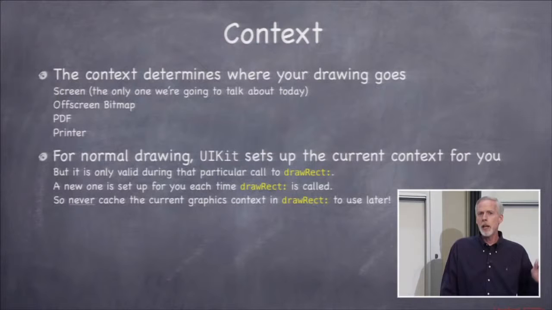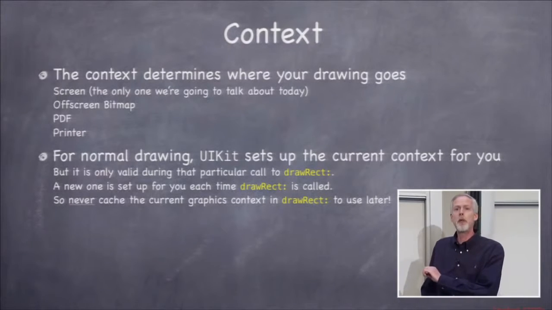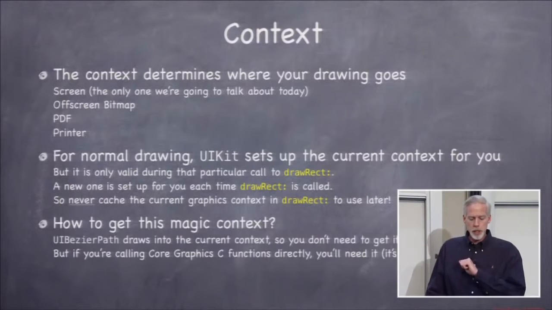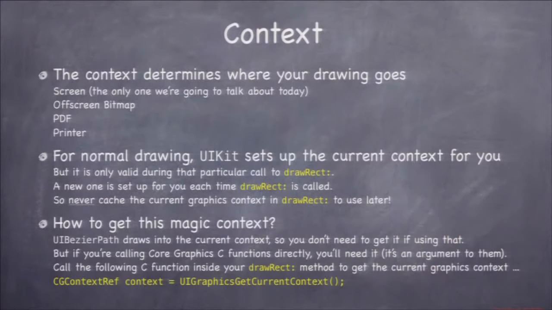For normal drawing, UIKit sets this context up for you before it calls drawRect. And then once you're in drawRect, the context is ready to go. UIBezierPath knows what it is. And if you want to call the CG functions, you call this method, UIGraphicsGetCurrentContext. If you call this inside your drawRect, you'll get a little cookie that you can hand off as the first argument to all these CG, Core Graphics functions. And you're not going to need those CG functions very much, only when UIBezierPath won't do what you want, which is pretty rare.